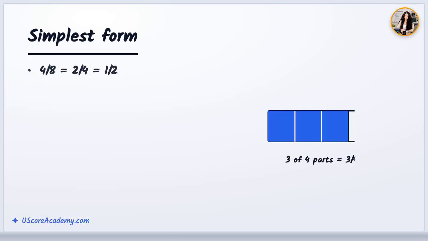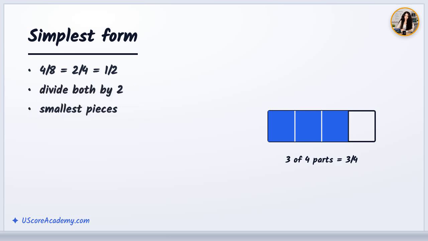You can also go the other way and divide. 4/8 divided by 2 on top and bottom gives 2/4, and again gives 1/2. 1/2 is the simplest form, using the fewest, biggest pieces.